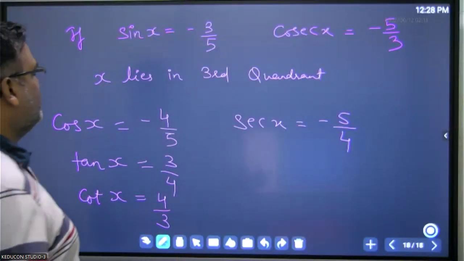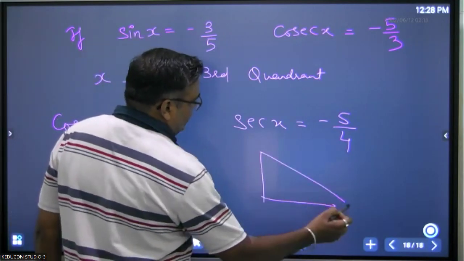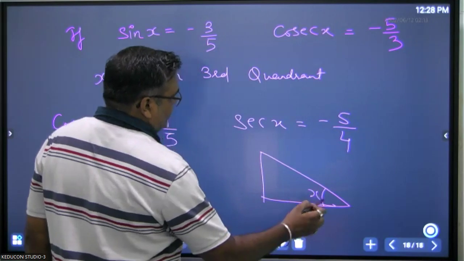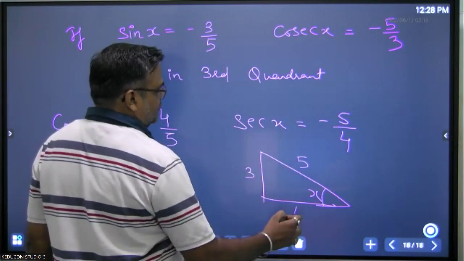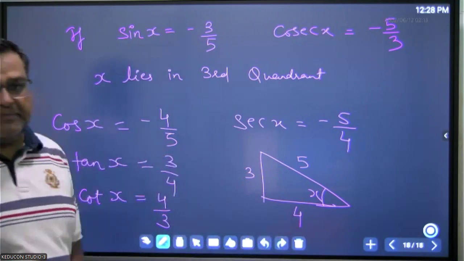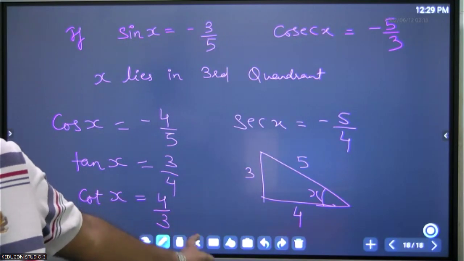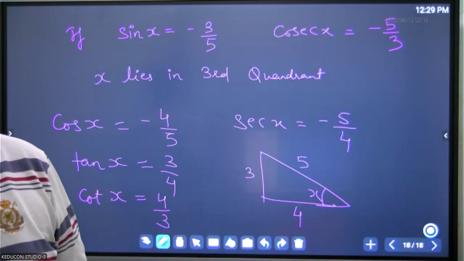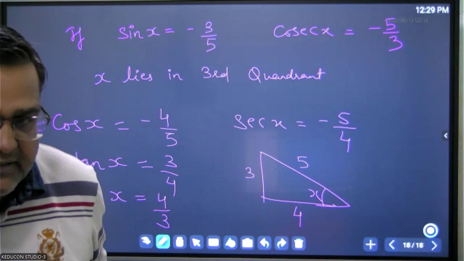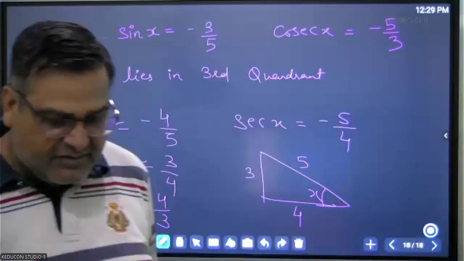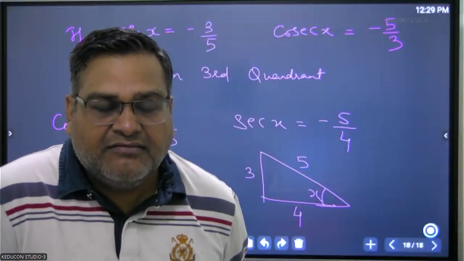How have we done this? Very simple, students. You made a right angle triangle. You were given sin x. This angle is x. This is 3, this is 5. By using Pythagoras, you find the base. That will be 4. So you can find the trigonometric ratios by the basic definition and put the sign according to the quadrant. Is it clear, students? Any doubt in this?